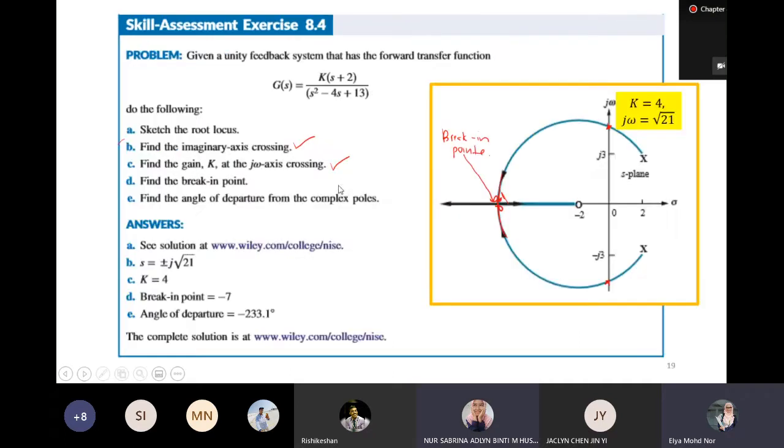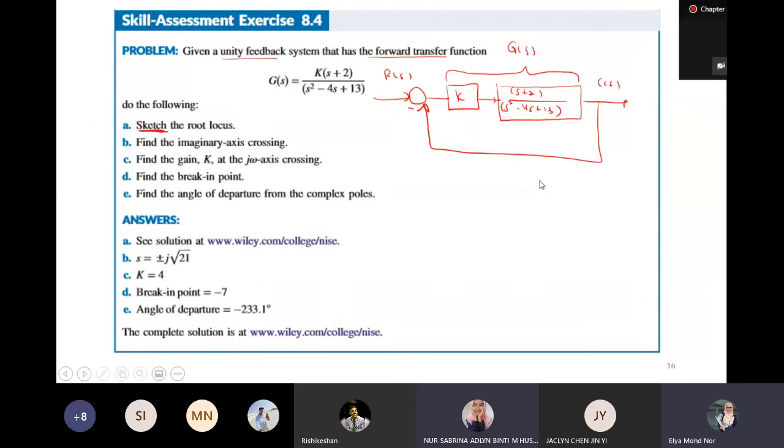Before that, sorry, let us conclude this one first. So K equals 4. It means that for this system, the gain K can only vary from 0 to 4. Above 4, your output will become unstable. Your output will become unstable if K is above 4. That is what it means.